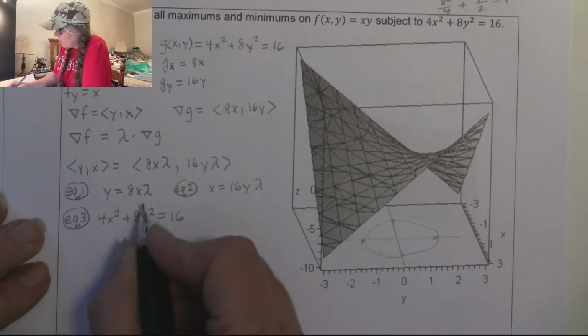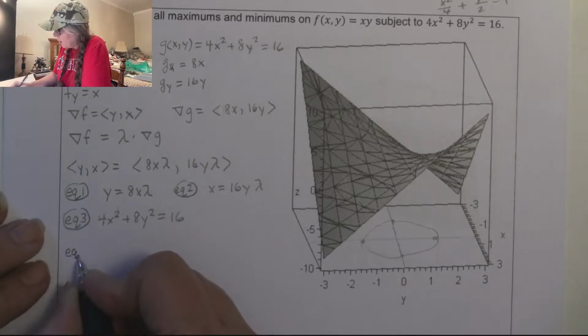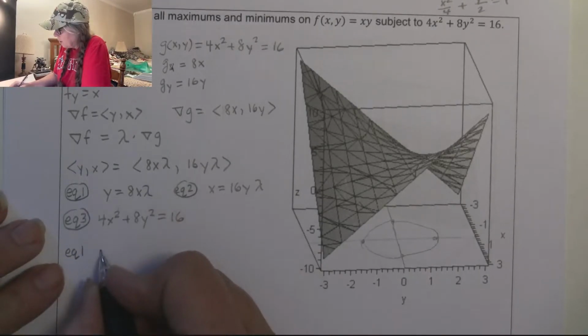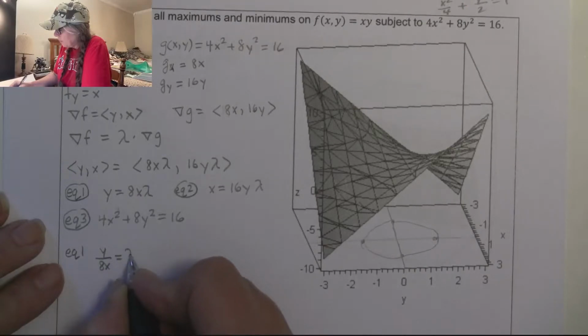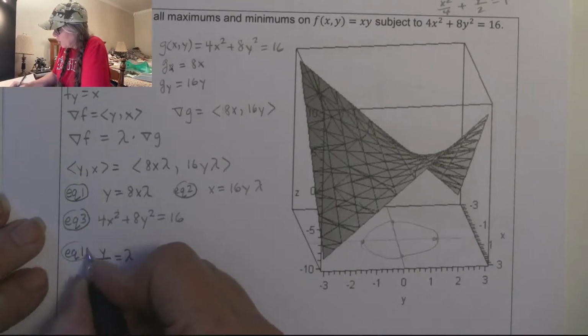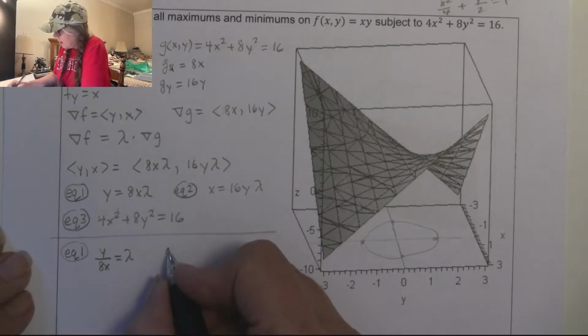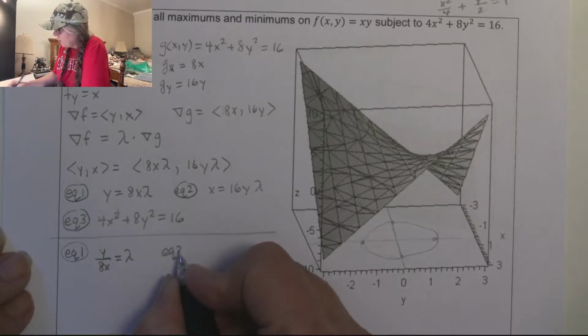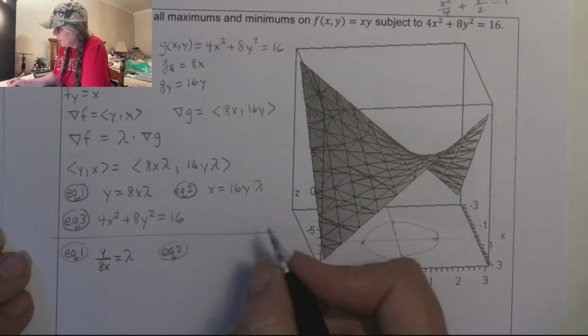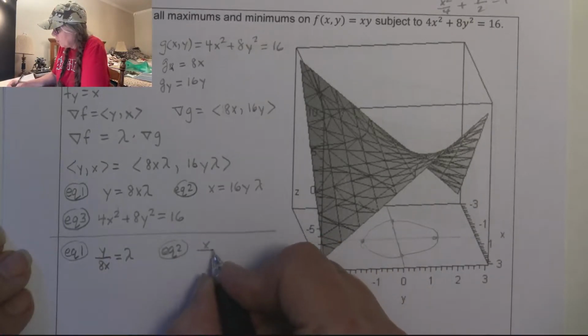Okay, so if I take equation 1 and solve it for lambda, it would be y over 8x equals lambda. And if I take equation 2, this is my method of doing it. There are all different methods, and if you thought of something different, it might even work slicker than what I've got going here.